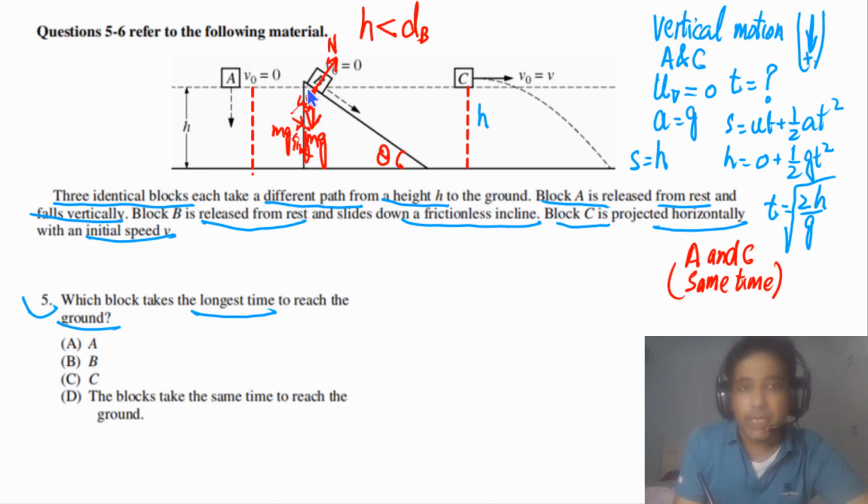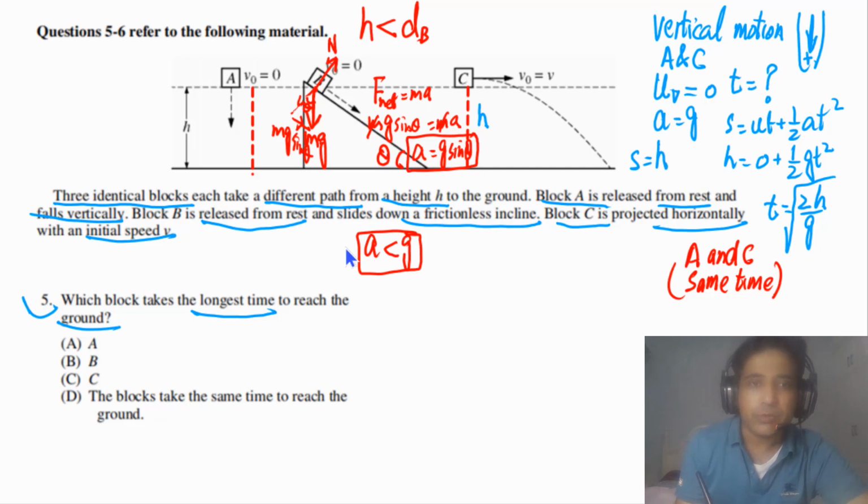So mg sine theta is acting down the plane, so we can say F net is equal to ma. This is the resultant force acting on the block along the plane because there is no friction. F net is equal to mg sine theta, and this is equal to ma. We can cancel this m with this m, so the value of a is equal to g sine theta. A is equal to g if the angle is 90 degrees, but as the angle is lower than 90 degrees, A is lower than g. So the acceleration of block B, we can also write as a sub B, is lower than g.